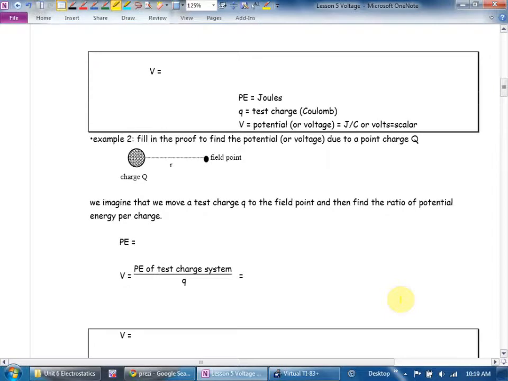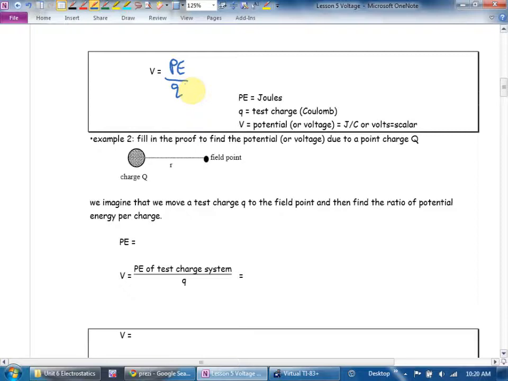What is the equation for voltage? Well, I told you it was defined as energy per Coulomb. It's energy per charge. That's the overall definition of voltage.